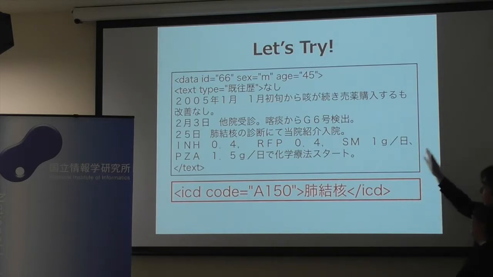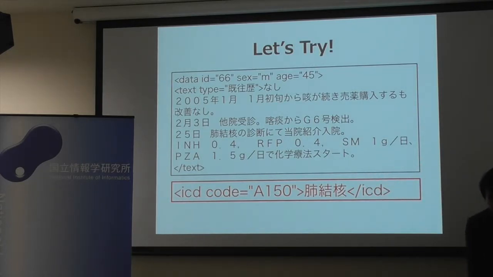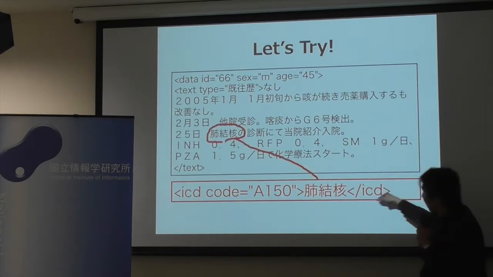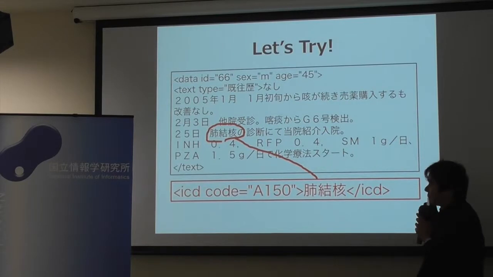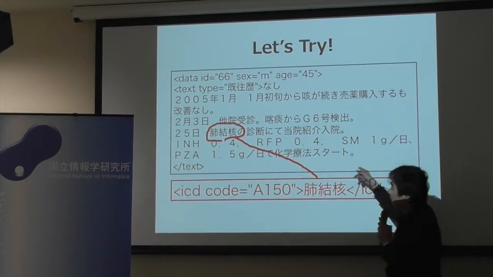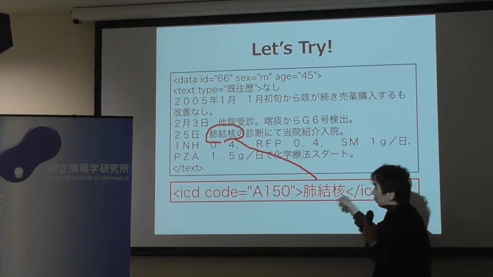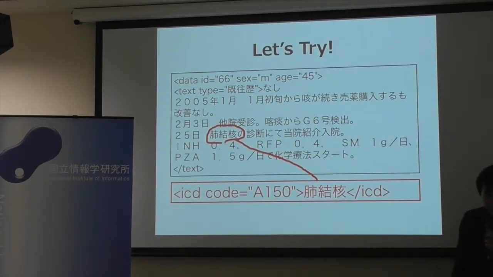So let's try several examples. Given such a text, this task's goal is how to put such a code, because the primary disease name is this part. So the system gives this code for this record.